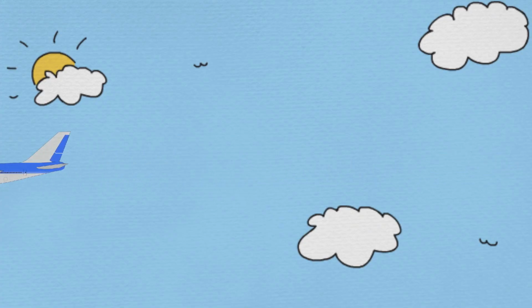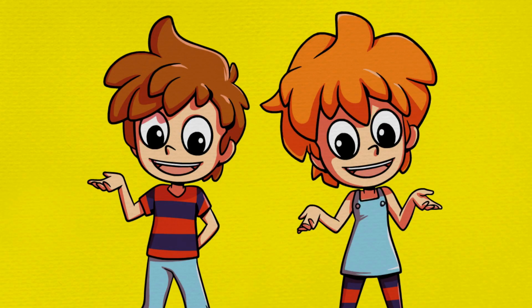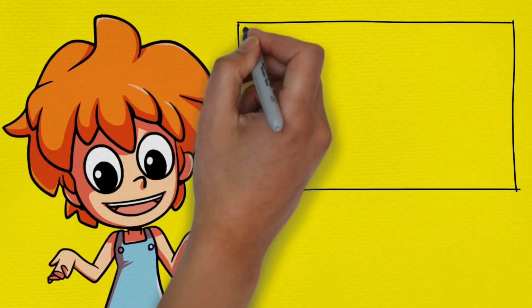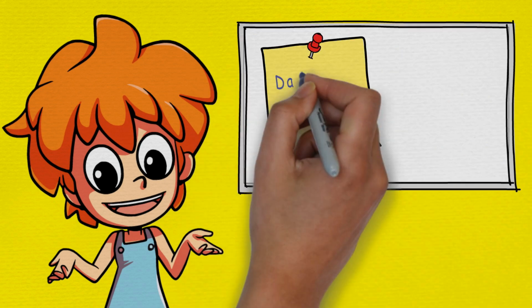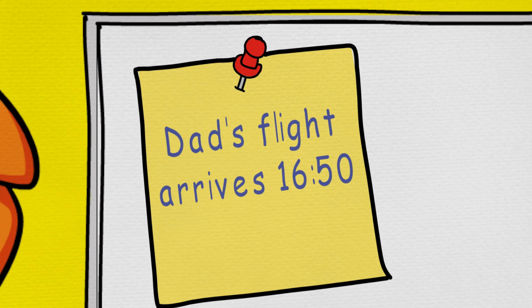Max and Min's dad recently flew to and from Perth in Western Australia for a business meeting. At home, the twins were waiting for their dad to get home from the airport so they could all have dinner together and discuss his trip. On the family notice board in their kitchen, their mum had pinned a note that said, "Dad's flight arrives 16:50."